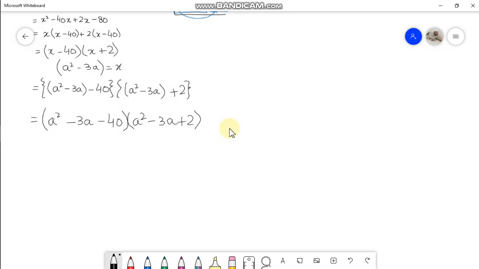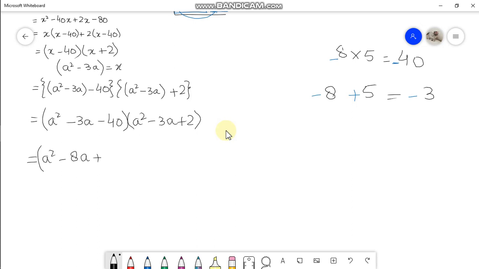So for 40, you know that 8 fives are 40, and 8 and 5 will give you 3. So I need minus 3. For that purpose I need to take 8 as negative and 5 as positive. This will give me minus 3, and 8 negative and 5 positive will give me minus 40. So a square minus 8a plus 5a minus 40. Now it's done for the first bracket.